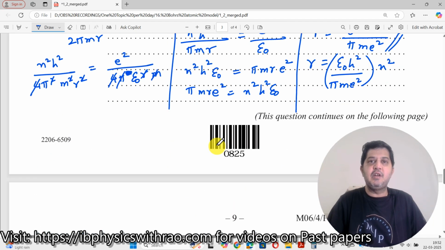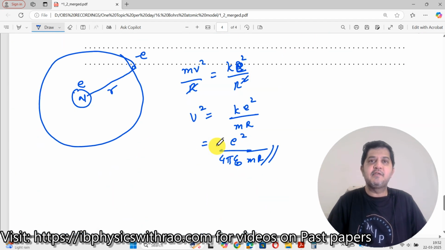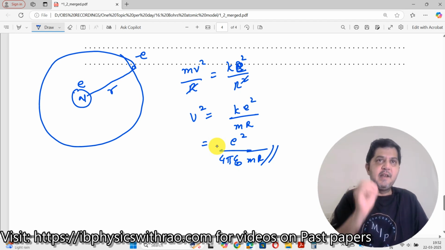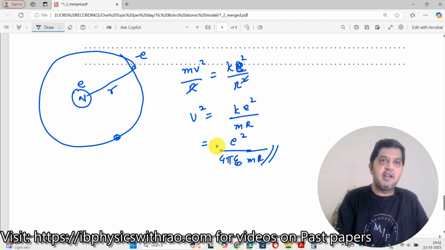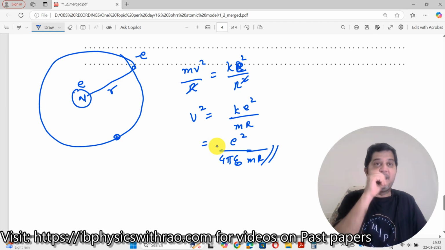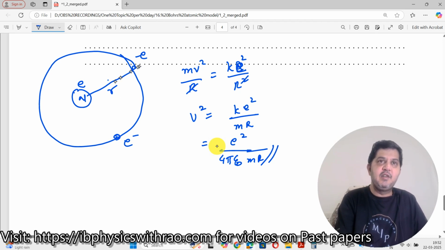V square equals E square divided by 4 pi epsilon naught m r over here. Let me assume there is one more electron here. Okay, it's a 2 electron atom. Let me assume something like this. If I have one more electron, then there will be a force acting due to this electron, and there will also be a force acting on this electron due to this nucleus.